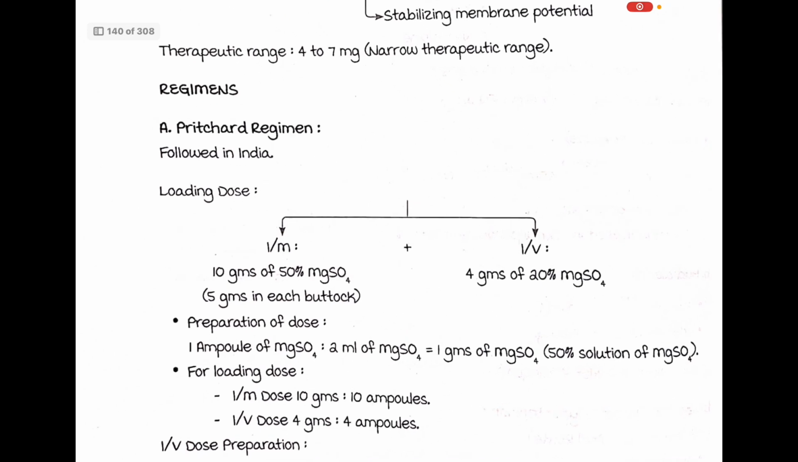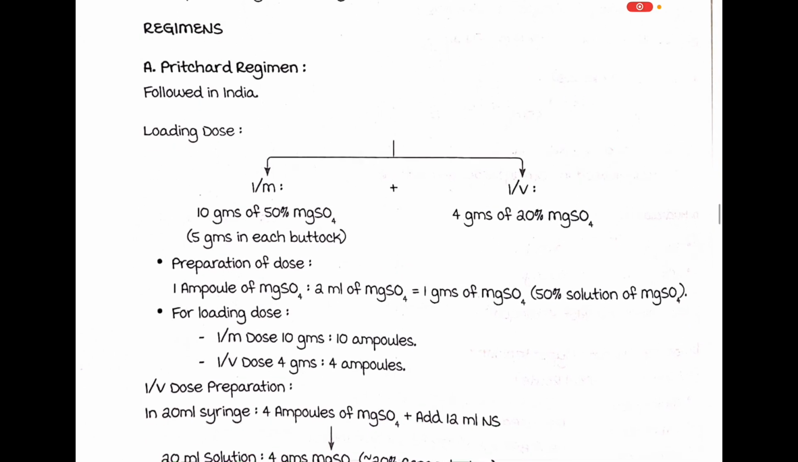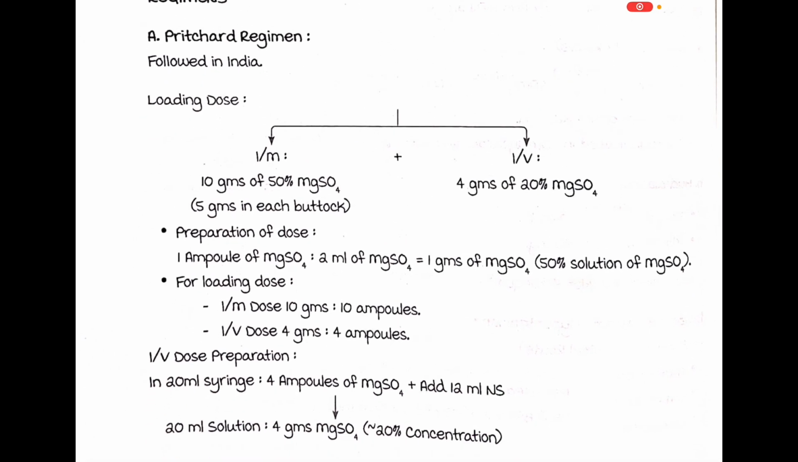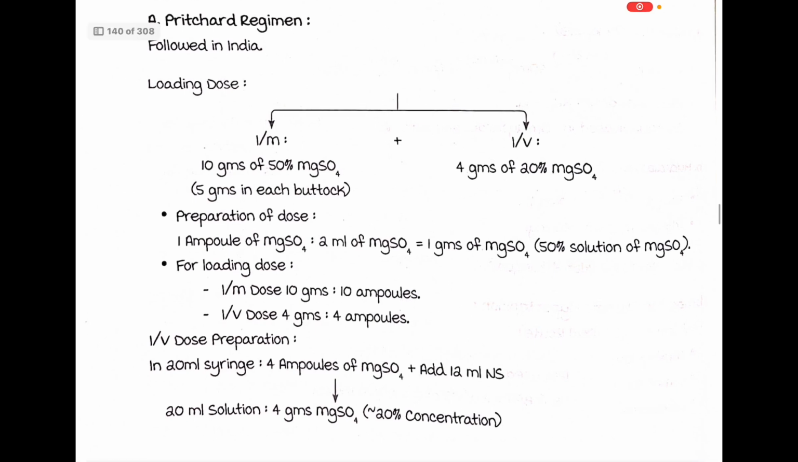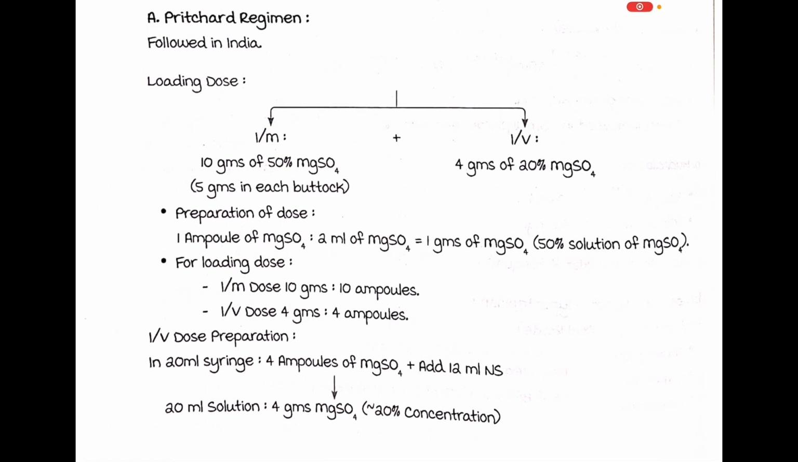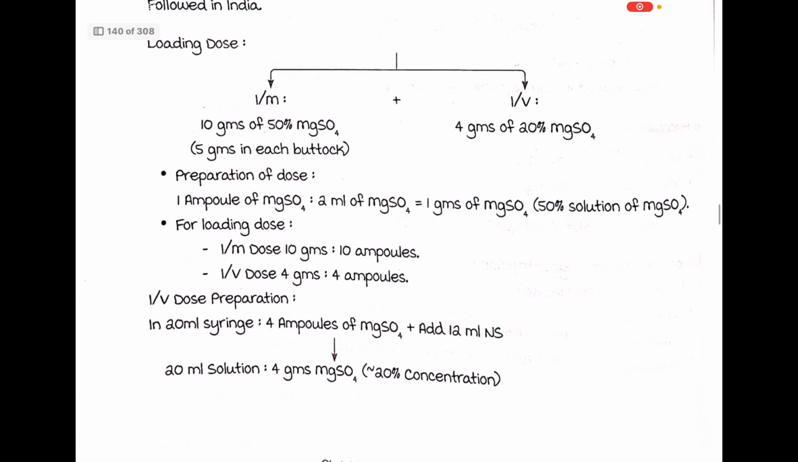Regimens. Pritchard regimen, followed in India. Loading dose: IM 10 grams of 50% magnesium sulfate, 5 grams in each buttock, plus IV 4 grams of 20% magnesium sulfate.